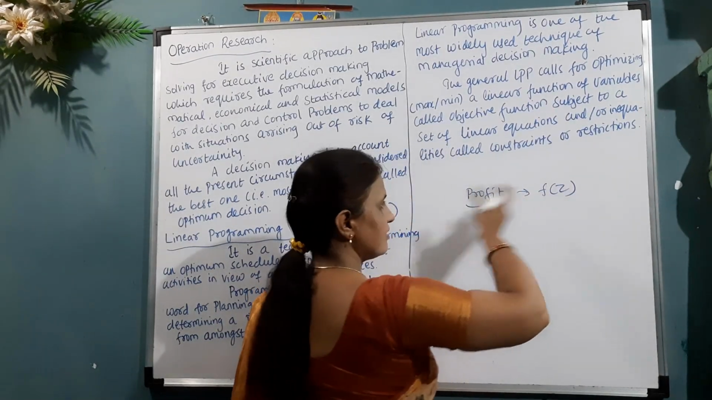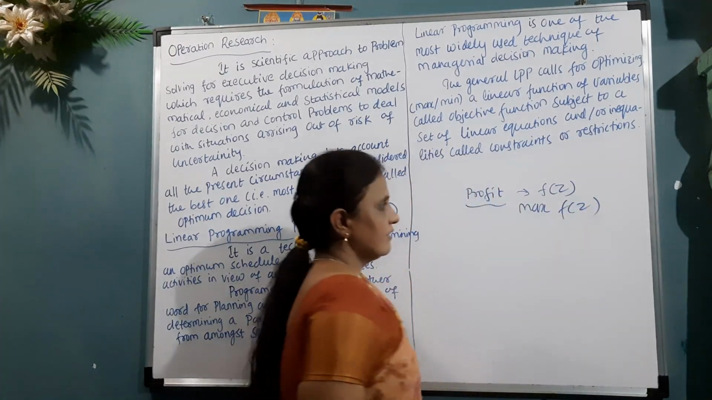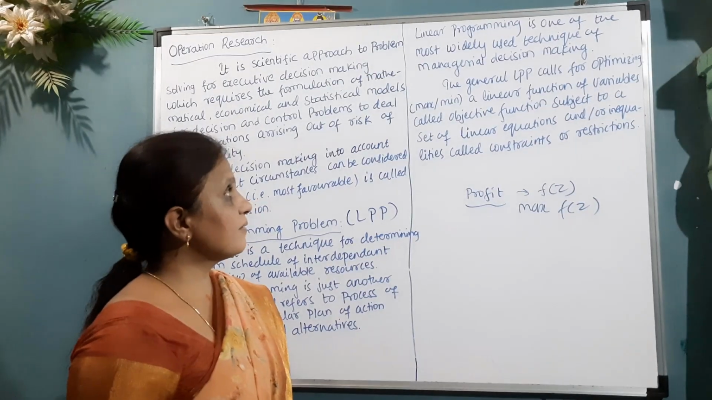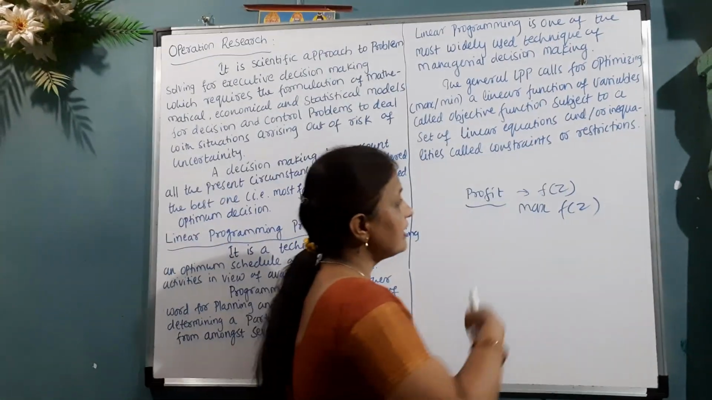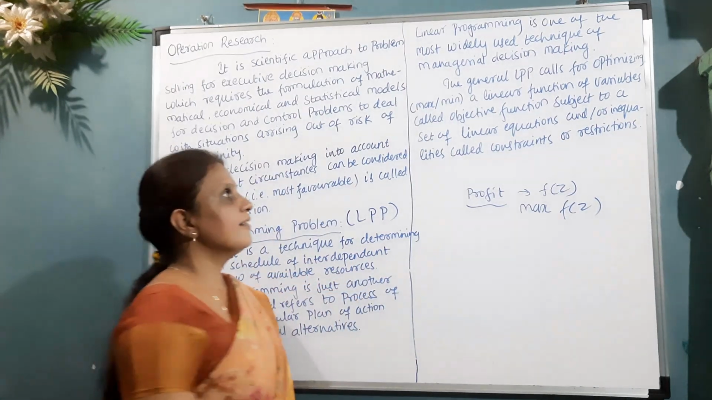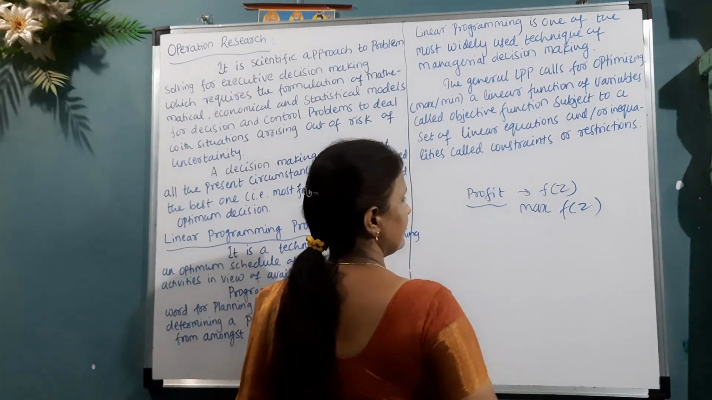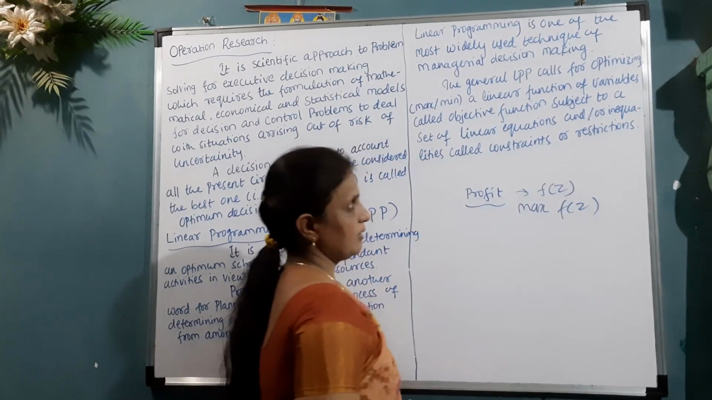If it is a loss, we may say minimize; say maximize f of z. So the objective function is a function for which we are solving a problem to get an optimal solution. This is the main part of the problem.